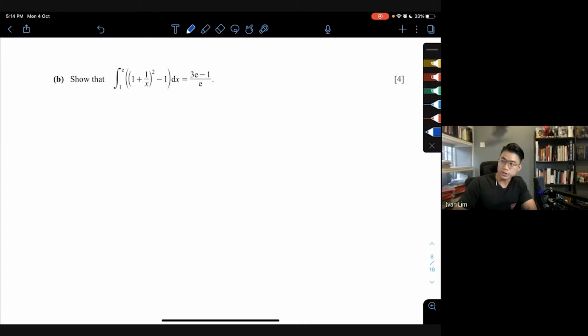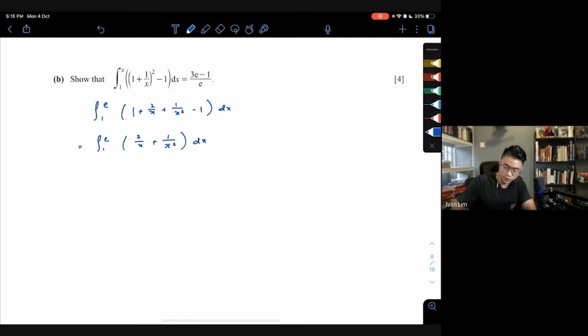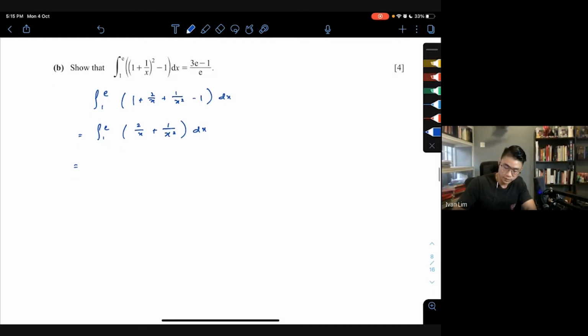Okay, let's integrate this equation. We have to open it up first. So 1 over x, open up that bracket, you get 1 plus 2 over x plus 1 over x squared plus minus 1 dx, which equals 2 over x plus 1 over x squared dx. 1 and minus 1 cancel with each other. Then you'll see here 2 ln x, then here is minus 1 over x.